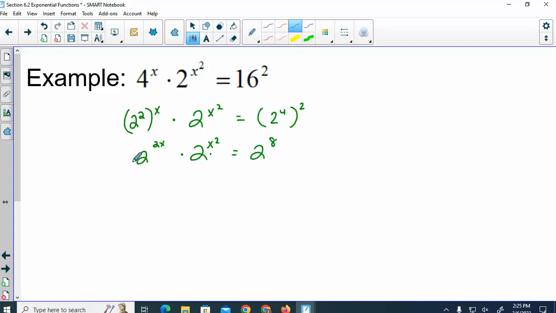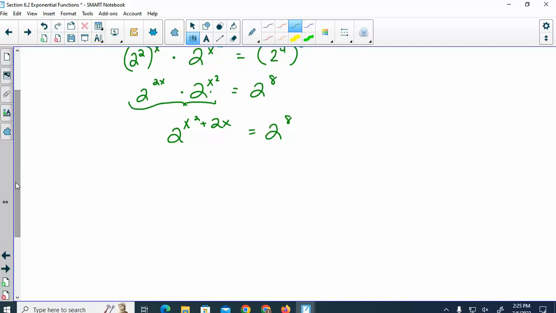We still can't use our property yet, but if you have these multiplied, what do you do with your exponents? Add. So this would be 2 to the x squared plus 2x equals 2 to the 8. Or could we not just go ahead and drop it down, x squared plus 2x equals 8? You have to make sure you add them. So now we have the base written once on each side, so now we can drop it and set the exponents equal to one another.